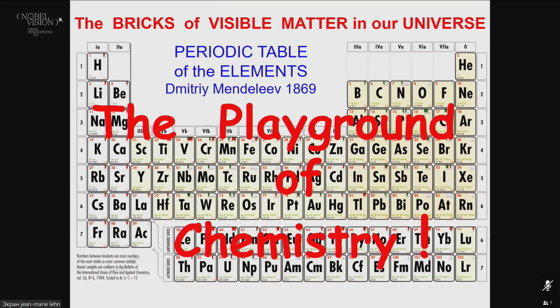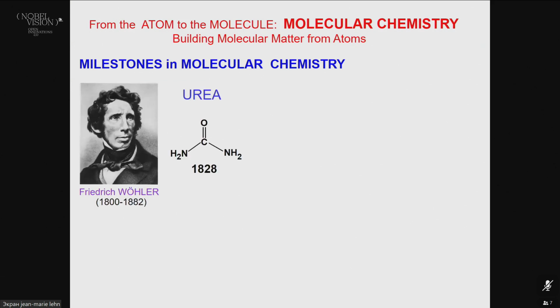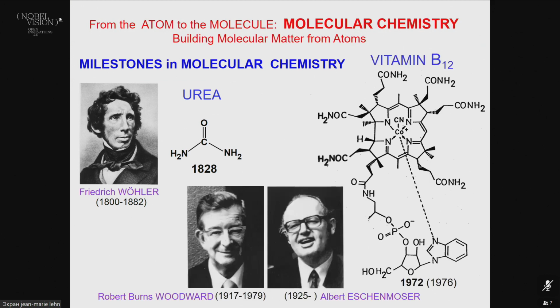Chemists use these bricks and build complex entities, molecules, materials, and then look for properties, try to understand how to do it, and find interesting new properties. Now, molecular chemistry started initially by building molecules from atoms. Milestones there can be seen in 1828, in the laboratory of Friedrich Wöhler in Germany, where urea could be made from another chemical. And 150 years later, this very complex molecule, vitamin B12, was made in the laboratory of two professors, one at Harvard, Woodward, and the other at ETH in Zurich, Albert Eschenmoser.